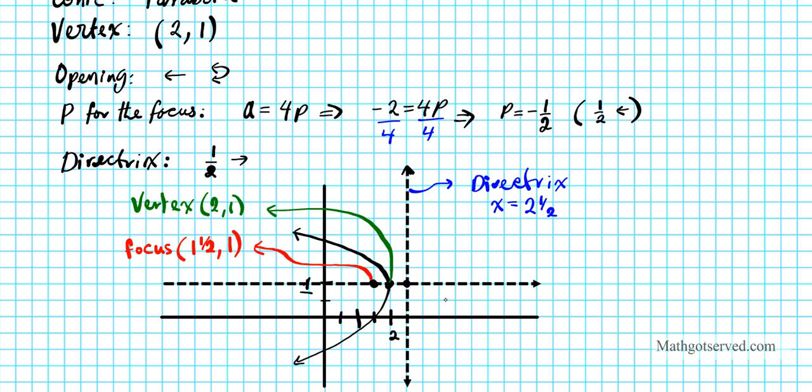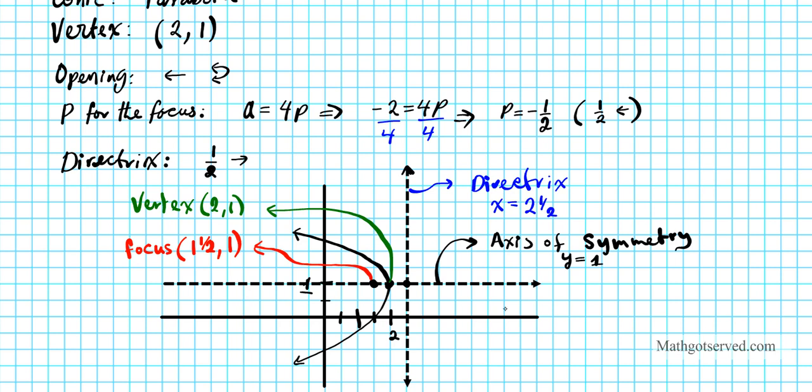All right, now the last thing we're going to label is the axis of symmetry. So this line right here is your axis of symmetry. And since it's a horizontal line, it's going to be of the form y equals the y coordinate of your center, which is 1. Y equals 1 is your axis of symmetry.